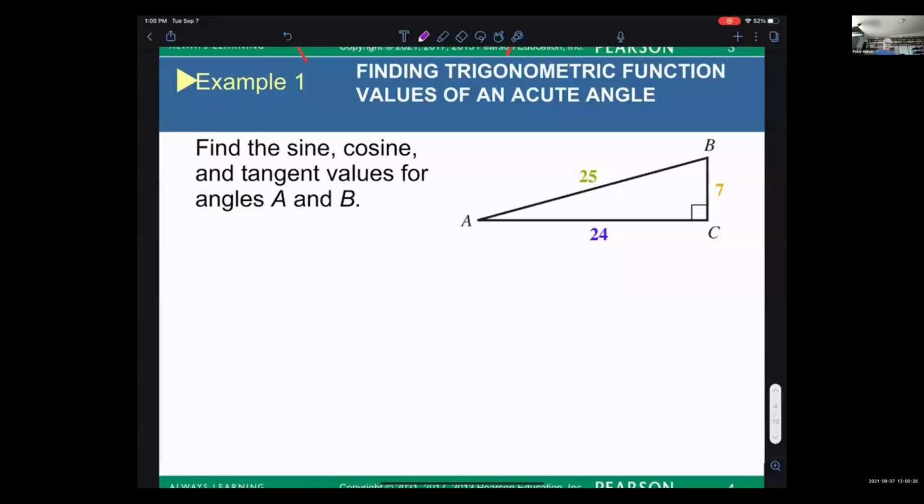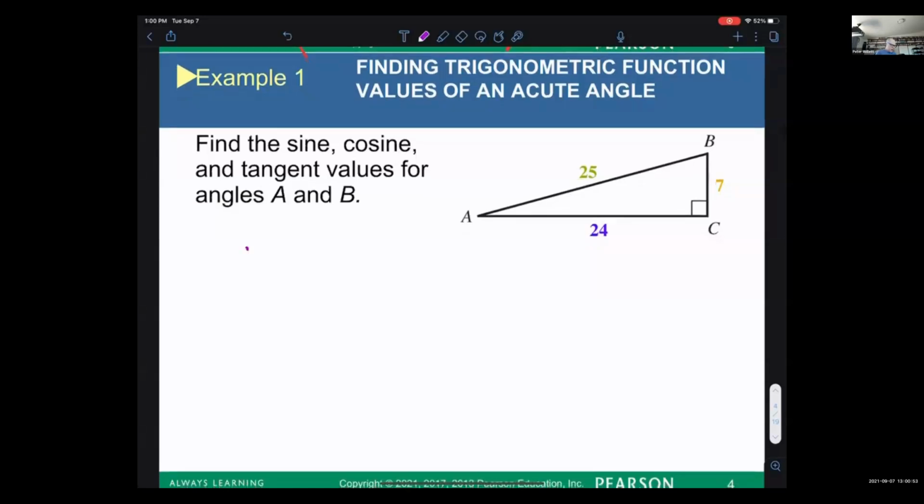So here's a triangle, and they're telling us the 3 sides of the triangle. This is a right triangle. You could even see that 7, 24, and 25 will work in the Pythagorean theorem: 7 squared plus 24 squared equals 25 squared, as an example. Find the sine, cosine, and tangent values for angles A and B. So let's say we began by finding the first one they asked for here, which is sine of A.